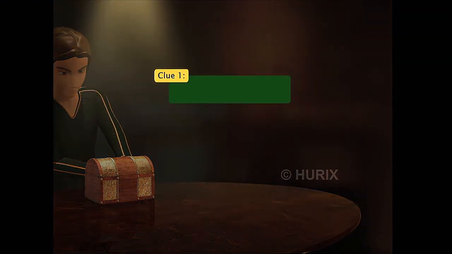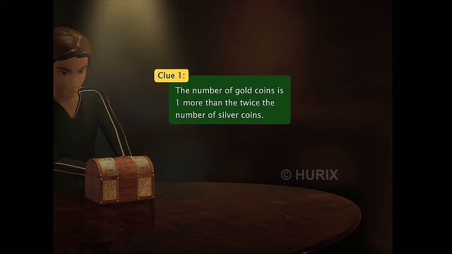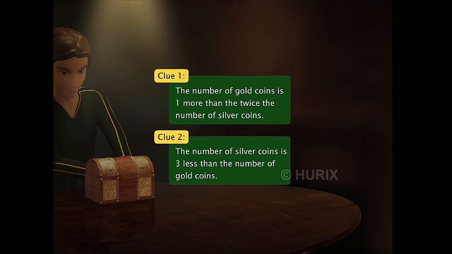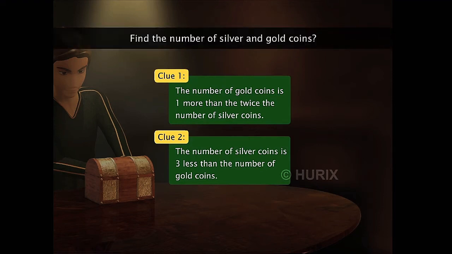First clue is, the number of gold coins is one more than twice the number of silver coins. And the second clue is, the number of silver coins is 3 less than the number of gold coins. Can you help Tony open his treasure box by finding out the number of silver and gold coins?